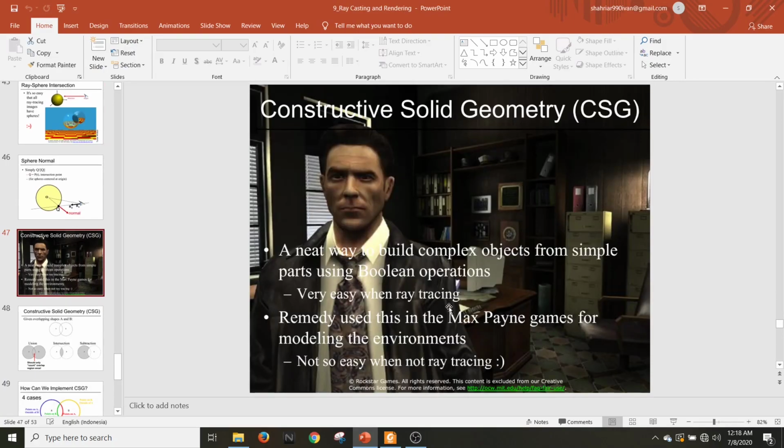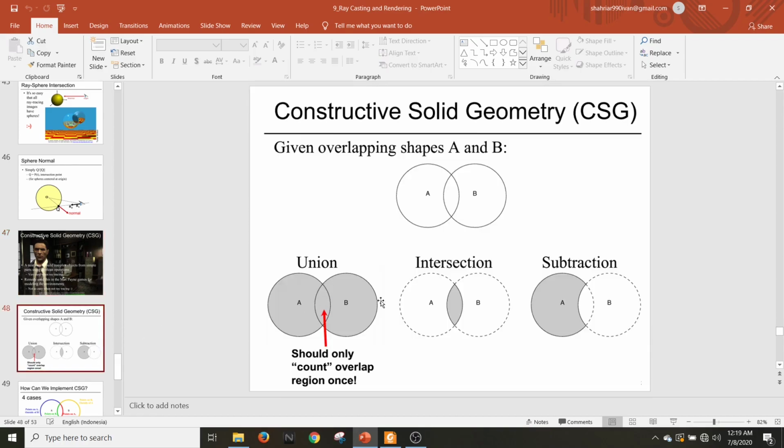What it says here is that constructive solid geometry is a neat way to build complex objects from simple parts using Boolean operations. In other words, this is basically a technique for creating complex surfaces or objects by combining simpler objects using operations like union, intersection, subtraction.